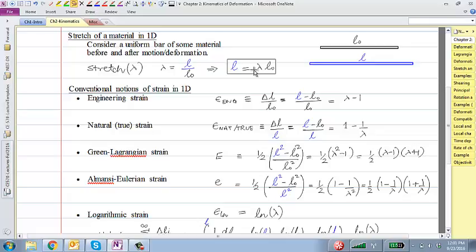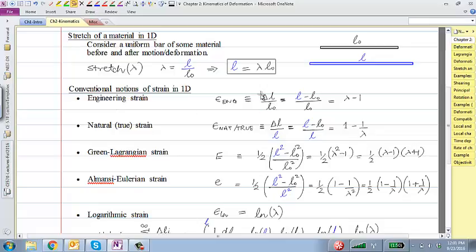Is there a unique definition of strain? I mean, we've all used this: strain is equal to small change in length over original length, right? That's what our undergraduate definition of strain is. But as I'll show you, that's a very approximate definition that holds under very specific circumstances. So let's take a look at that definition.